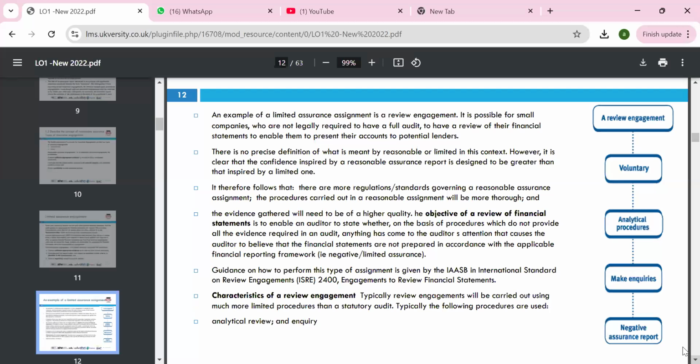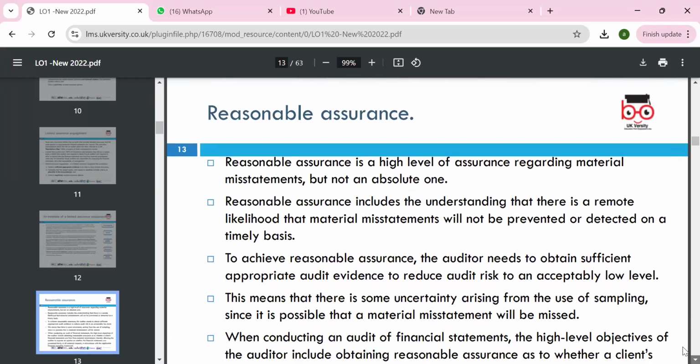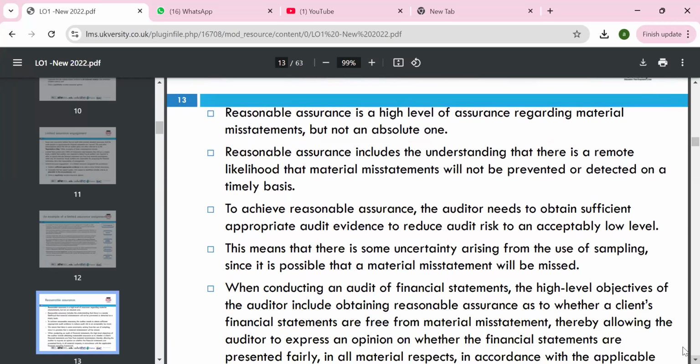We can look at the standard objective of the financial statements, and at the International Accounting Standards Board or review engagement. The characteristics of the review engagement are that it is voluntary, uses analytical procedures, and provides negative assurance. Yes, with reasonable assurance, we said the assurance is at a high level. Reasonable assurance includes understanding that there is a remote likelihood of material misstatement.